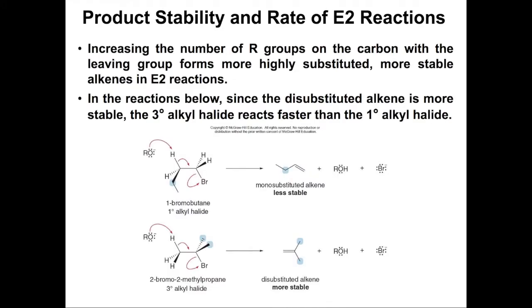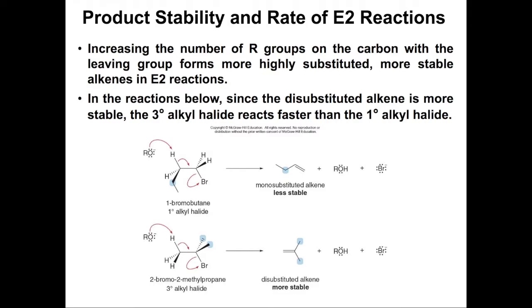Regioselectivity. Regioselectivity tells us where the reaction will happen when the reaction in a molecule can happen in more than one position. Let's look at the case of E2 reactions. So when we have an E2 reaction, the E2 reaction will happen faster in a more substituted alkyl halide. The reason for that is because the more substituted the alkyl halide will result in a more substituted double bond, and the more substituted double bond is more stable.